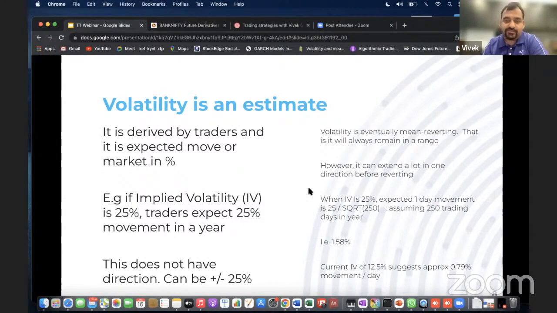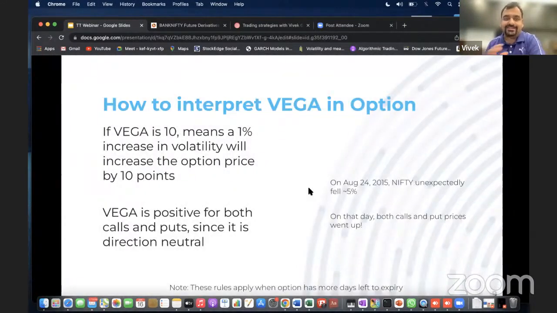So now that we have a little bit more idea about the volatility, it still is tough to use it as long as it's in percentages like this. So we'll look at how to use that using IVP in the next slide. But before that, looking at Vega, which you see in options, if the Vega value is 10, it means that a 1% rise in volatility is going to increase the option price by 10 points.